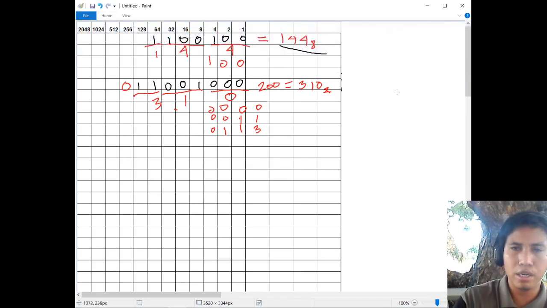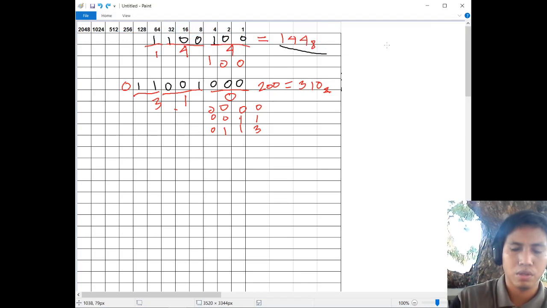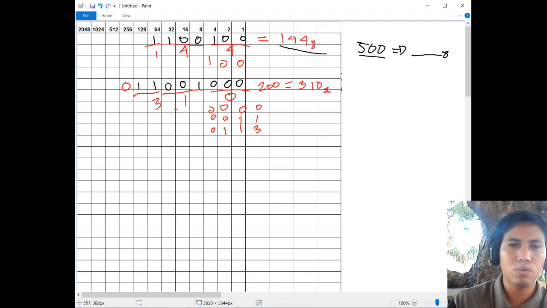So let's try a higher value. Let's say 500. So 500, convert that one into octal. So again, we convert 500 into binary.